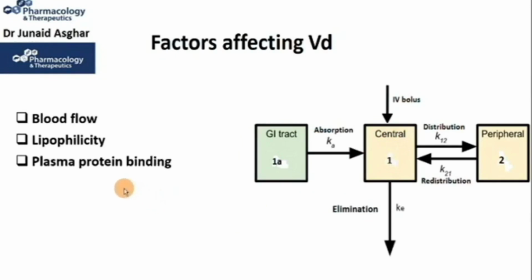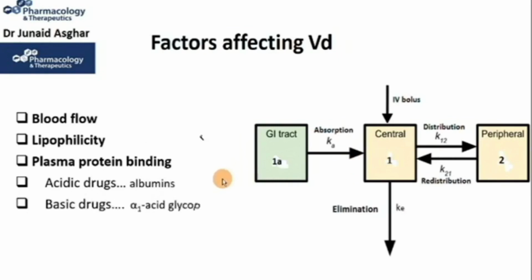So the third factor which affects VD is plasma protein binding. Plasma protein binding of drugs decreases the apparent volume of distribution. The plasma protein binding occurs intravascularly, or within the blood vessel, or in the central compartment. So drugs that are highly protein bound tend to stay within the vascular space and they do not distribute. Mostly acidic drugs bind to albumins, whereas the basic drugs would bind to alpha-1 acid glycoproteins, lipoproteins, and globulins.